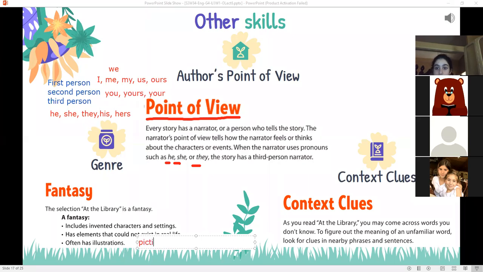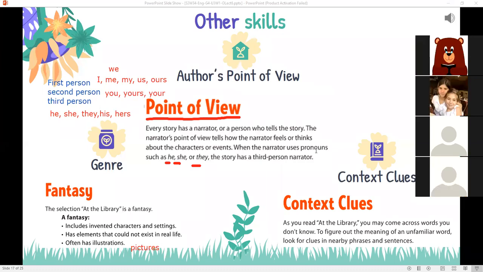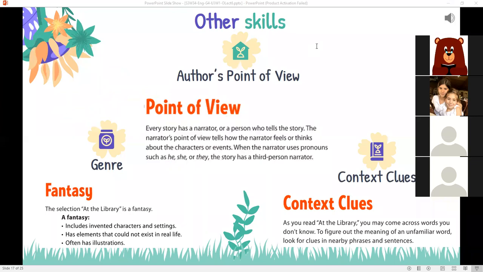Because if I say I saw a mini figure or a mini creature, then the picture of this creature is not actually clear for you, the readers. So I have to describe it, and sometimes I even have to draw it because it's an invented character, something that you haven't seen before. The context clues, as you know, sometimes you can find the meaning of a word through context clues.